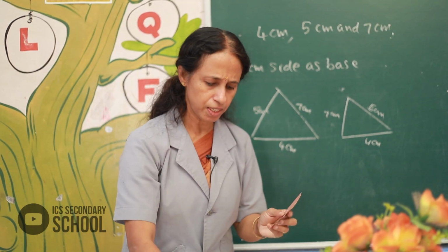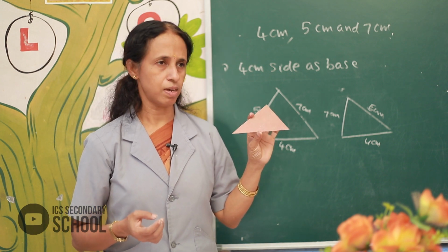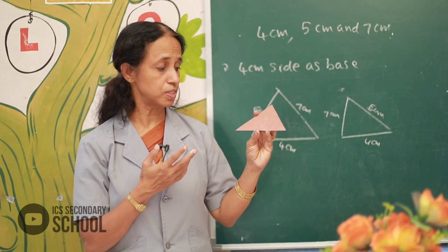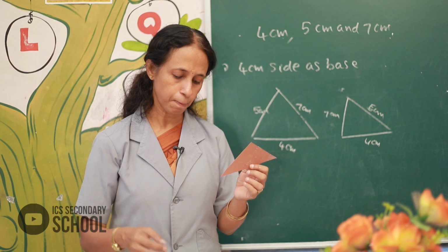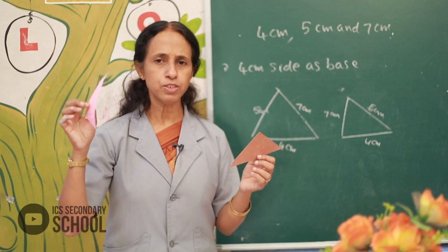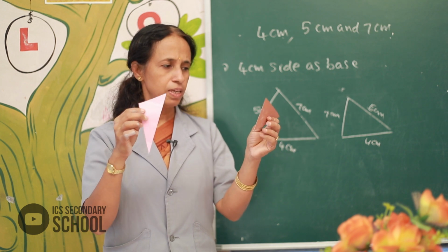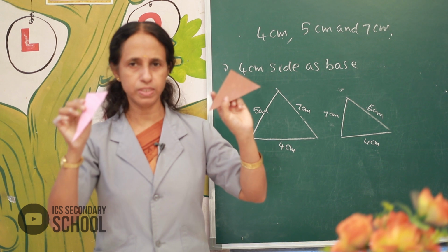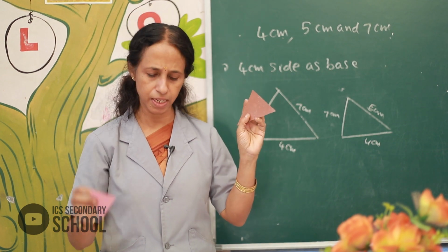Next, consider that the sides of these triangles are 4 centimeters, 5 centimeters and 7 centimeters. The sides of these triangles are not the same in arrangement, so these triangles are not the same. The sides are not equal and the angles are not equal.